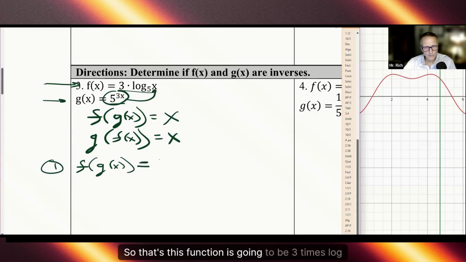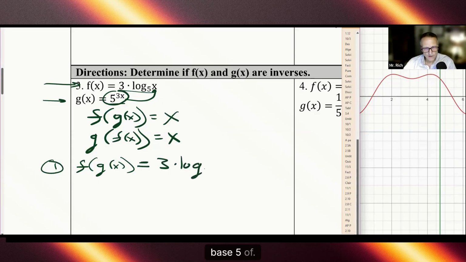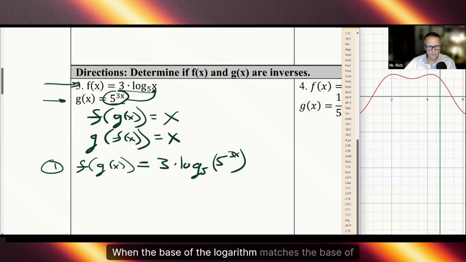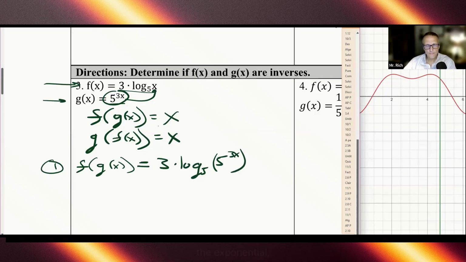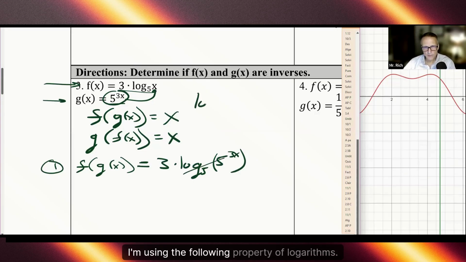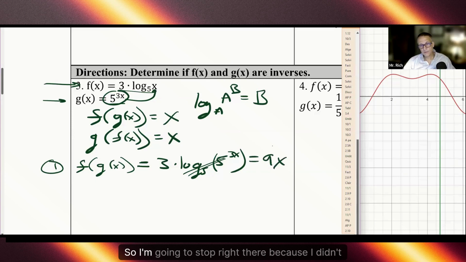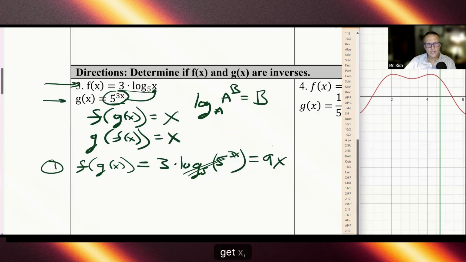So this function is going to be 3 times log base 5 of, and here comes the 5 raised to the 3x power. Well, I can simplify this because I know how to simplify a log when the base of the logarithm matches the base of the exponential. These will cancel each other out. I'm using the following property of logarithms: log base a of a raised to the b power is just b, right? So those cancel, leaving me 3x. 3x times 3 is 9x. So I'm going to stop right there because I didn't get x, I got 9x. These are not inverses of each other.